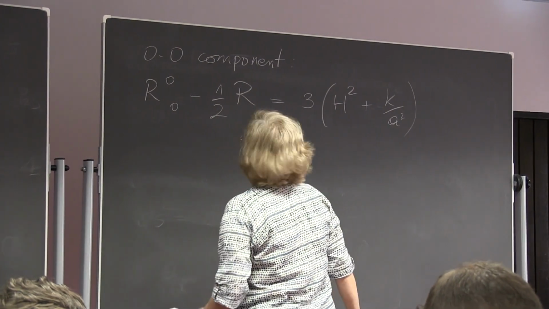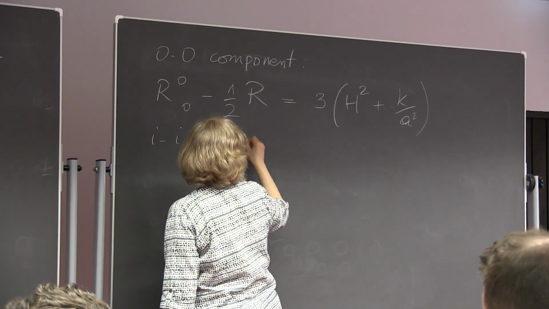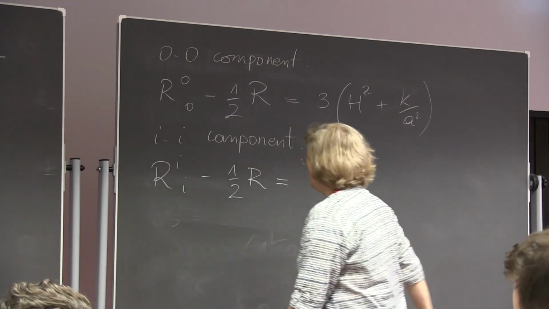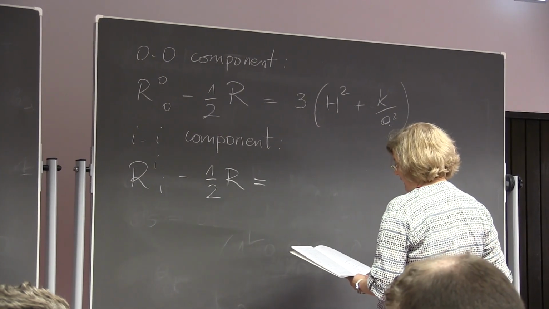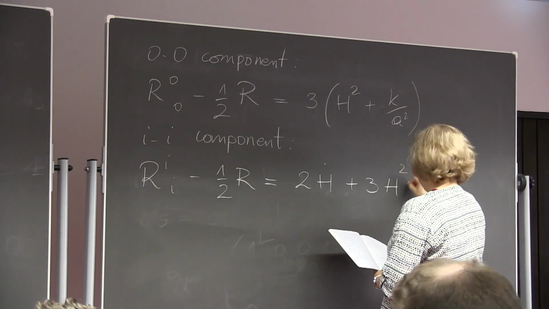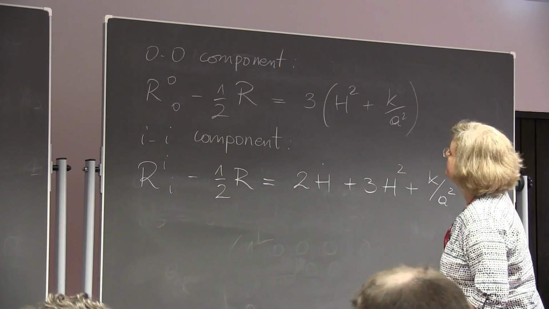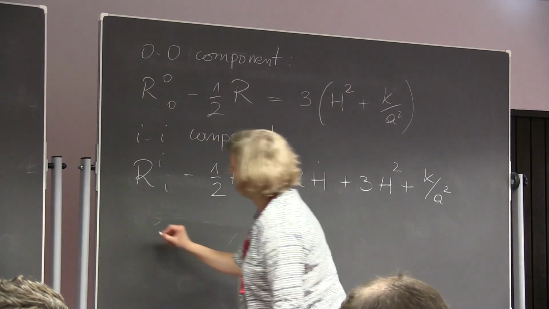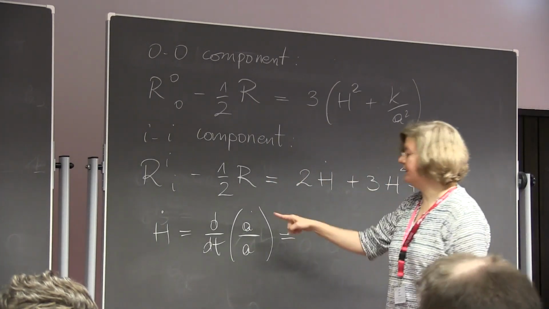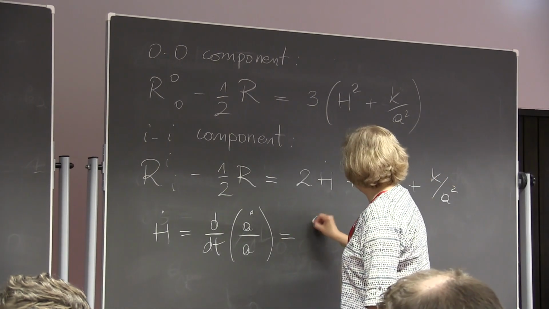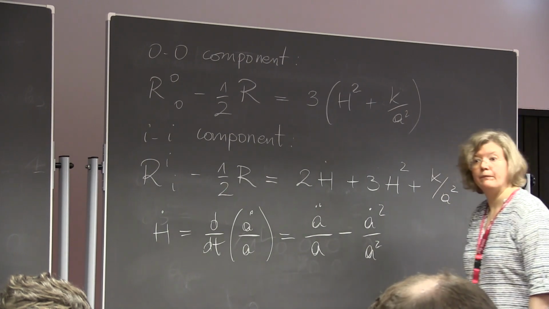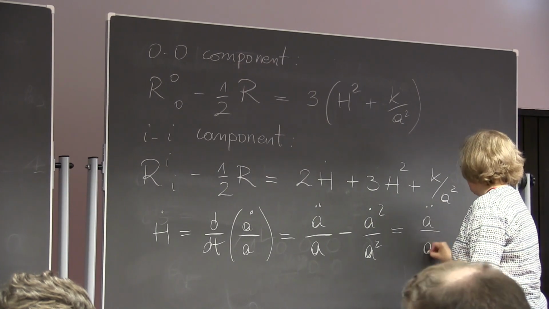And then, of course, we can look at the ii component. And this is nothing but R_ii minus 1/2 R. And this is again relatively simple. We have 2h dot plus 3h square plus k over r square. But what is h dot? H dot is the time derivative of a dot over a. So when we derive here, we can derive the a dot, so we get a double dot over a. But then we can derive also the denominator, and we get an a dot square over a square. So we have a double dot over a minus h square.